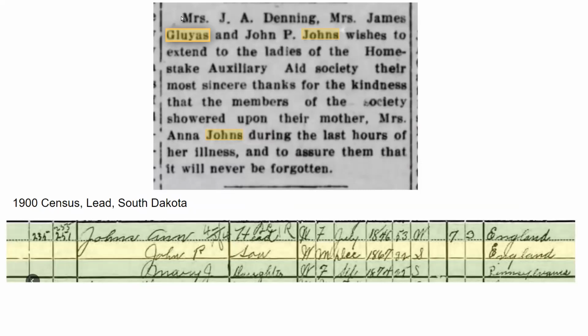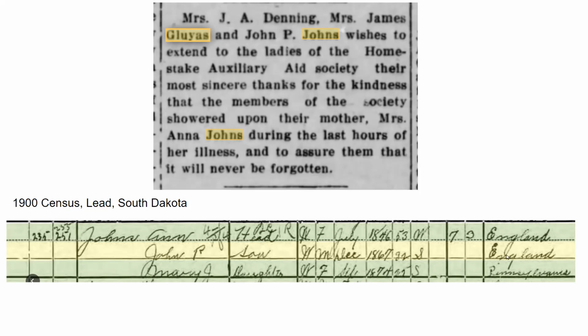Then in the same newspaper, or another newspaper, we found a thank you from the Mrs. Denning, Mrs. Gluyas, and John Johns, thanking them for the kindness showered on their mother, Anna. Okay, we now may have Elizabeth's mother. So when we look at the 1900 census, we find we have Anne. This is living in South Dakota, which is where they're from. And then her son, John P. and Mary J. And if you do a little bit of research, you'll find Mary J. is now Mrs. J. Denning. So this is the right family.